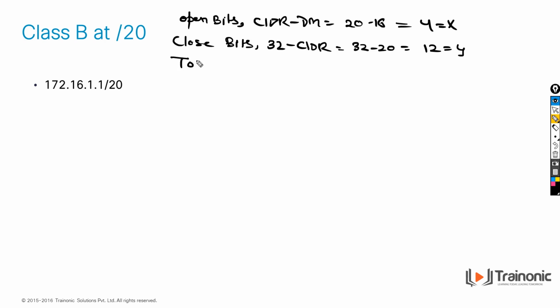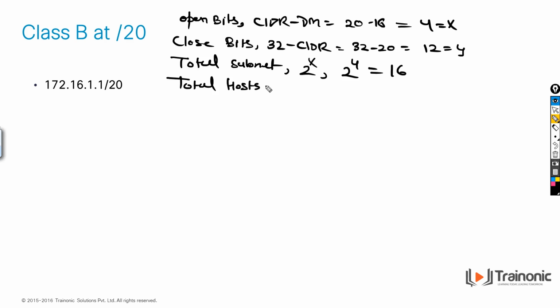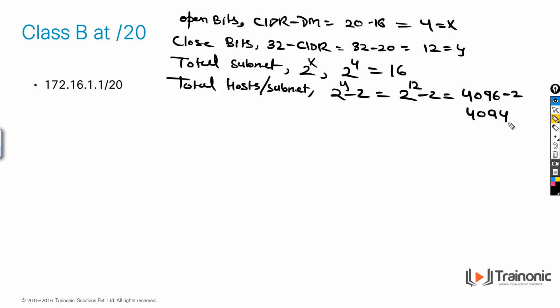Using open bits we will get the total subnets. The formula is 2 raised to X, and we know very well 2 raised to 4 gives 16 subnets. Then total hosts per subnet: the formula is 2 raised to Y minus 2. 2 raised to 12 minus 2, 4096 minus 2, is 4094.